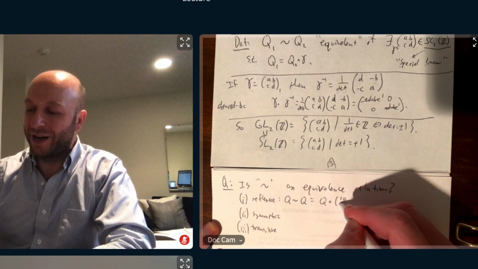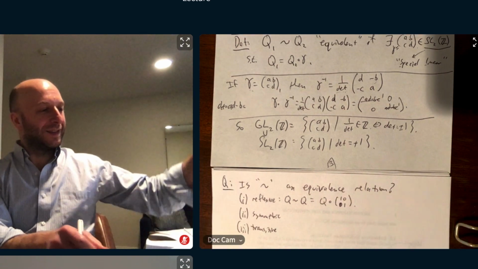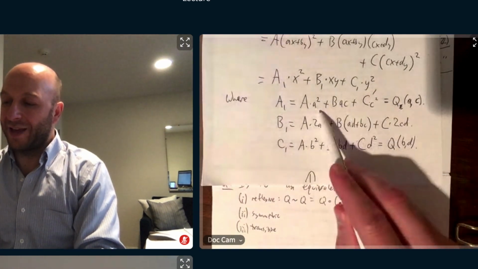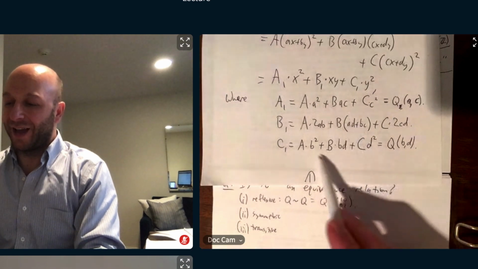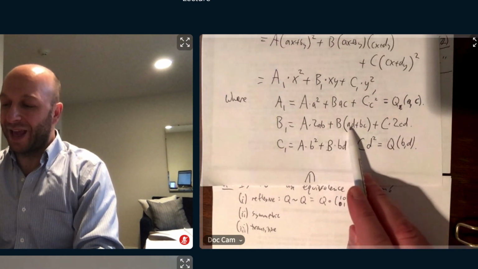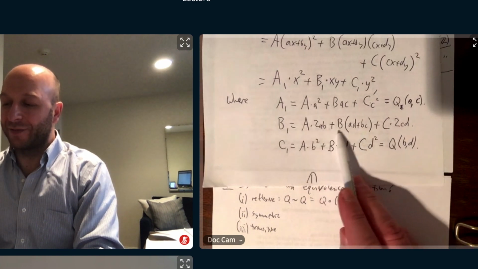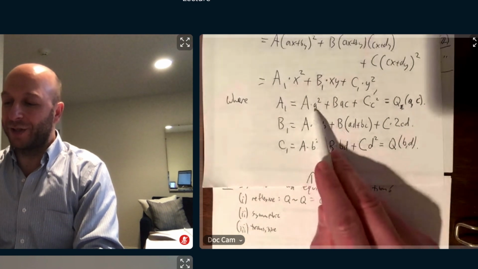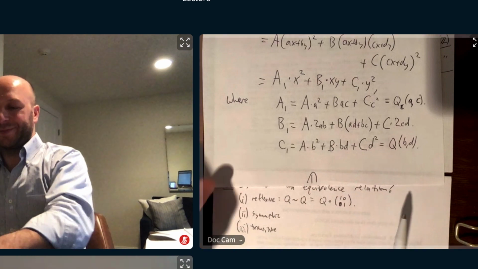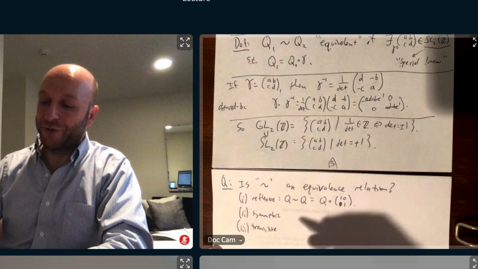Let's look at what the identity matrix does. If I put 1 for A, 0 for C, and 0 for B, and 1 for D, then what happens? A and D are 1, B and C are 0. All of these things are gone. All that's left in the middle is a B. All that's left here is an A, and all that's left here is a C. Okay? So that's the identity. That's reflexivity. How about symmetry?